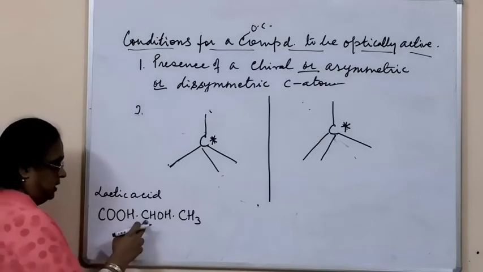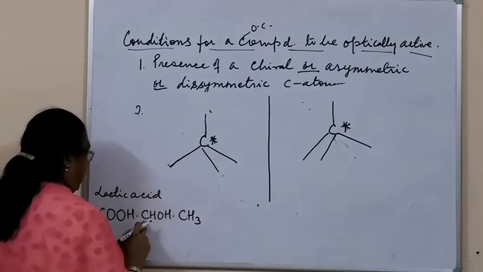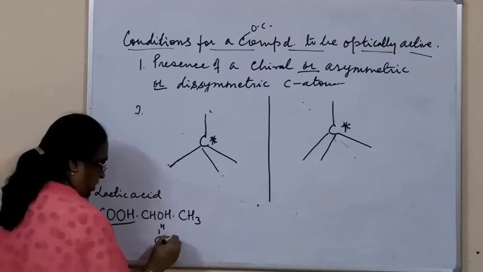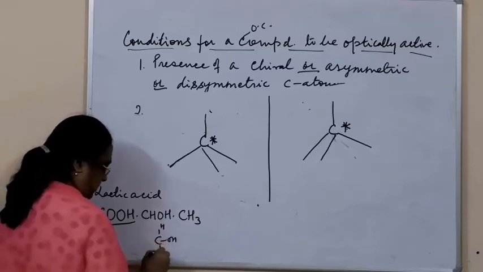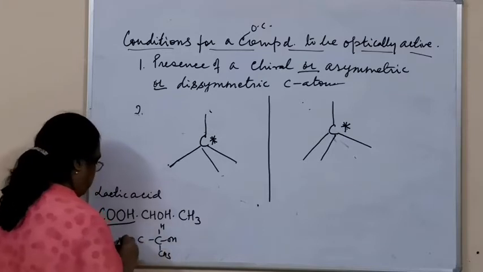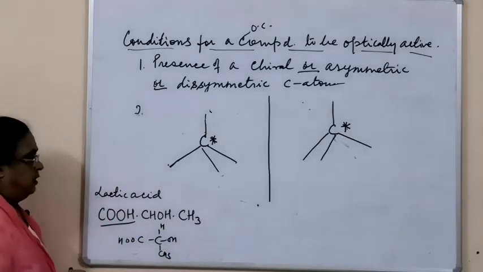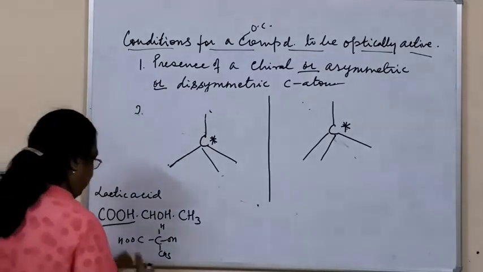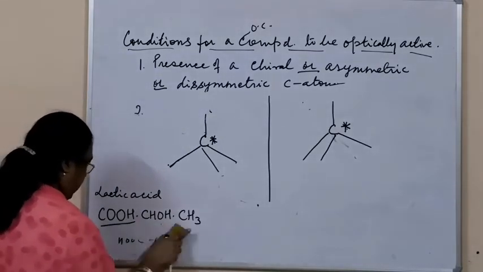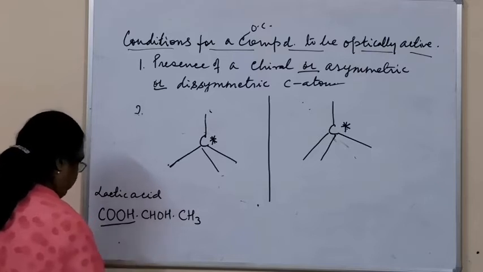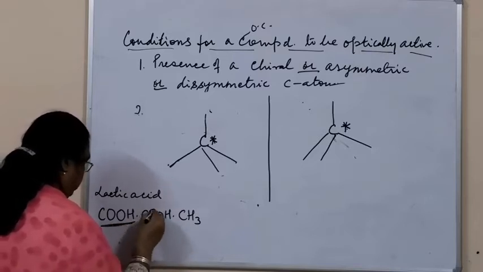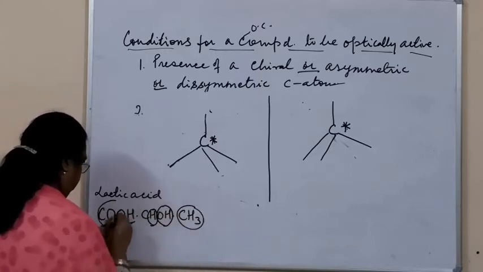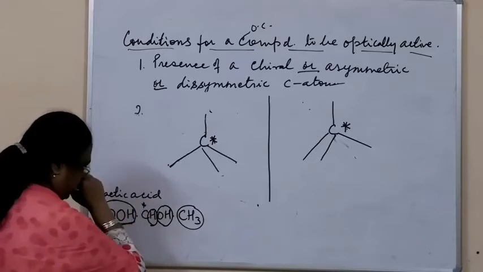You will choose the central carbon. To this carbon we have H attached and OH attached, and to this carbon we have CH3 attached. On one side COOH. So this is the structure. First you draw these groups separately: one COOH, one hydrogen, one OH, one CH3. So this carbon is chiral.